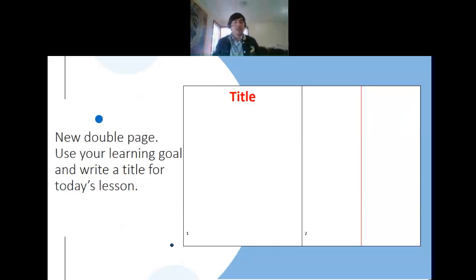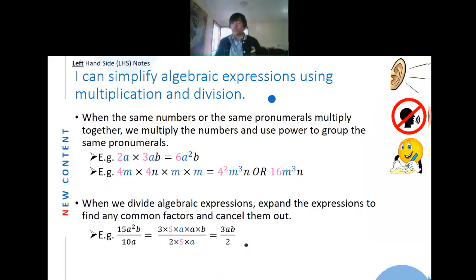Since we're starting a new lesson, start a new double page, and you can think about what title we're going to have for our lesson today. Simplifying algebraic expressions using multiplication and division is the goal, so see if you can summarize that into a much better title. Otherwise, you can use that as the title for today's lesson. Here are the notes that I would like you to copy down.